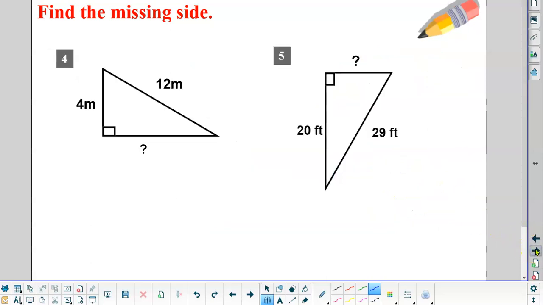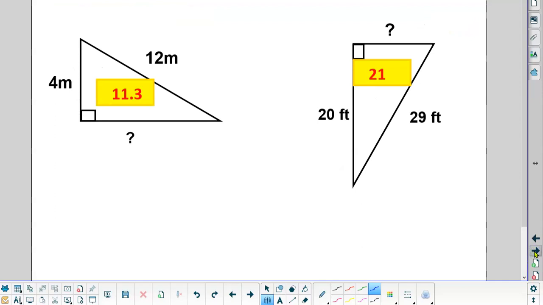All right, it's time for you to try some on your own. Pause the video and give these a try. All right, let's check and see how you did. Did you pause the video? Solve them. I mean it. All right, the first one, I got a decimal. The second one, I got a whole number. And that concludes the lesson on how to use a manipulated Pythagorean theorem formula.